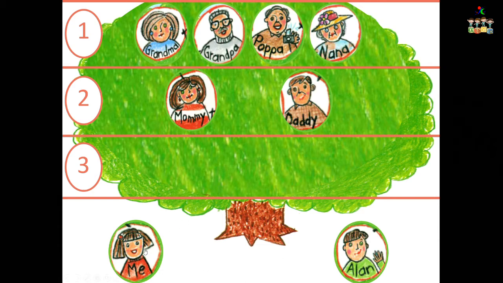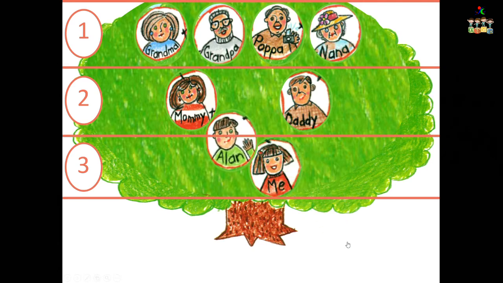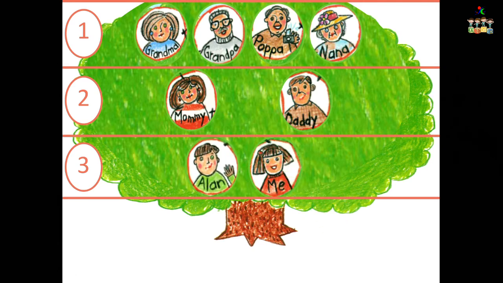Of course, it will be the little girl, me, Alan's little sister, and of course, Alan, her big brother. They're in line number 3, at the bottom of the family tree.